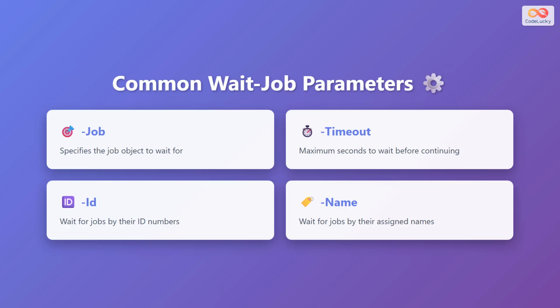The id parameter lets you wait for jobs using their numerical identifiers instead of job objects. Finally, the name parameter allows you to wait for jobs by their assigned names. These parameters give you flexibility in how you reference and control your waiting behavior.